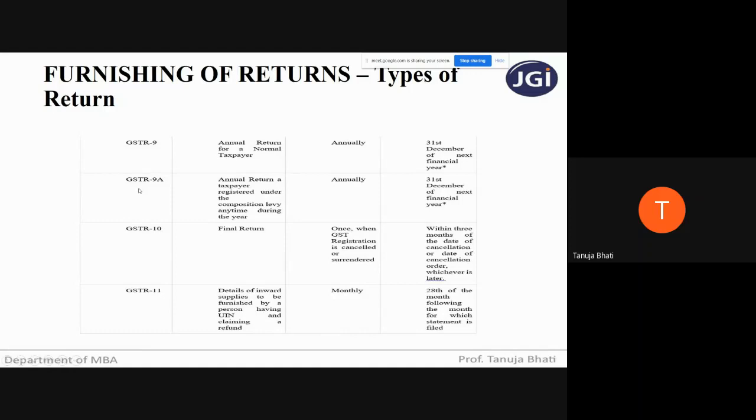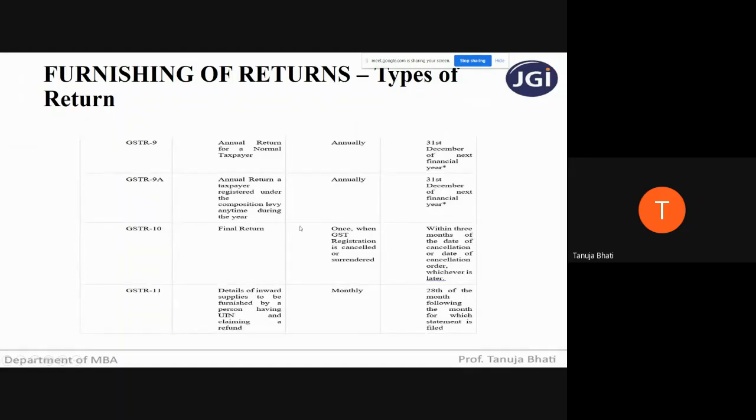Now, GSTR 9A is to be filed by the person who is registered under the composition scheme. Again, it is an annual return showing a complete consolidation of all the quarterly returns that have been filed during that particular financial year. The periodicity of filing this return is annual, and the due date is 31st December of the next financial year.